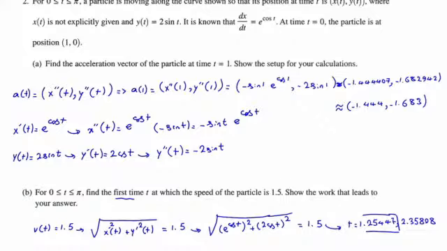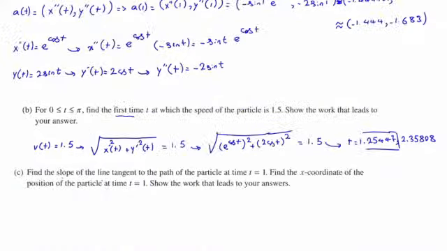Okay, so show that. Okay, let's solve part C. Part C: find the slope of the line tangent to the path of the particle at time t1. Find the x-coordinate of the position of the particle at time t1. Show the work that leads to your answers. Okay, let's calculate the first part, the slope of the line tangent to the path of the particle at time t. So dy/dx at time t equal to 1. So we can write it as dy/dt over dx/dt at time t equal to 1.